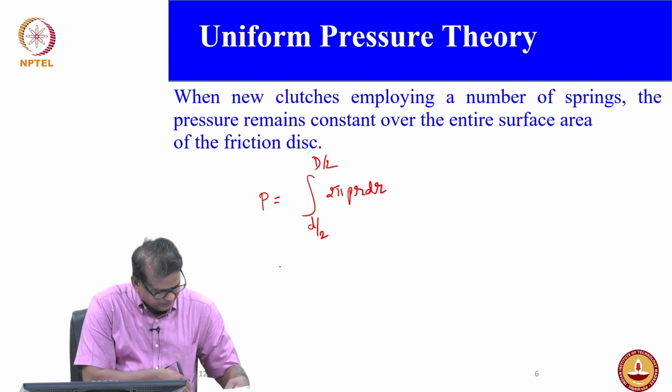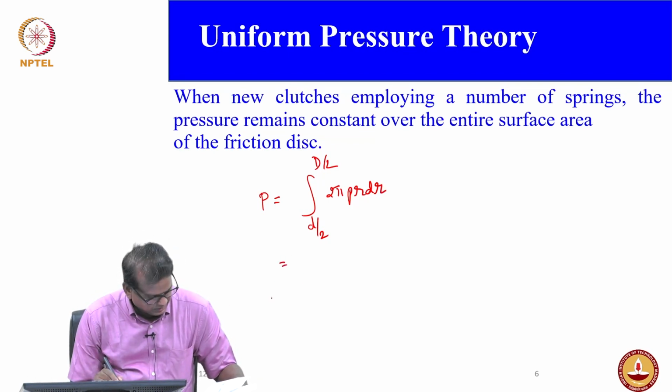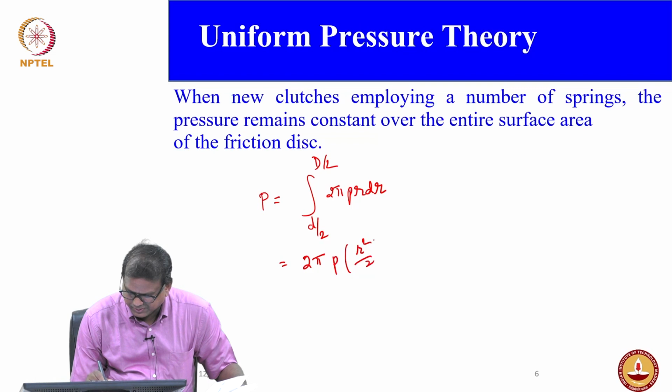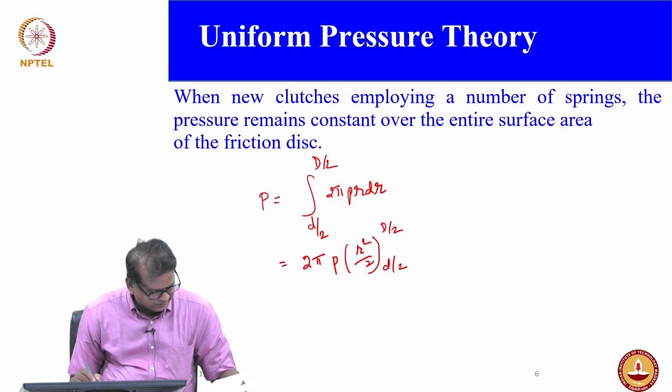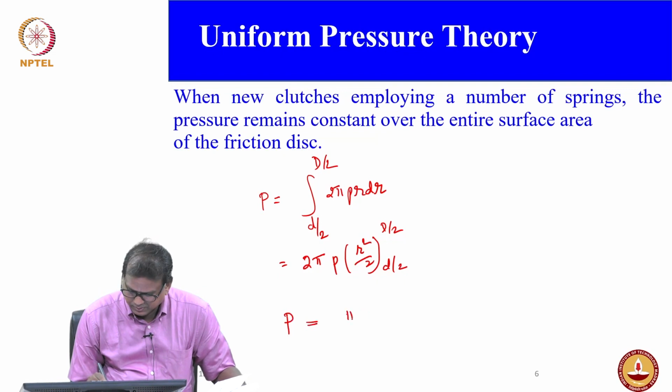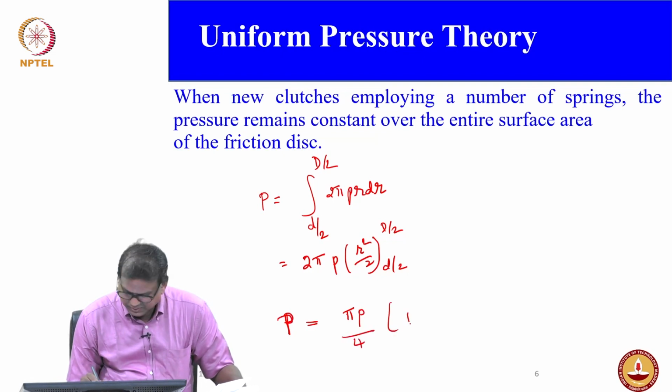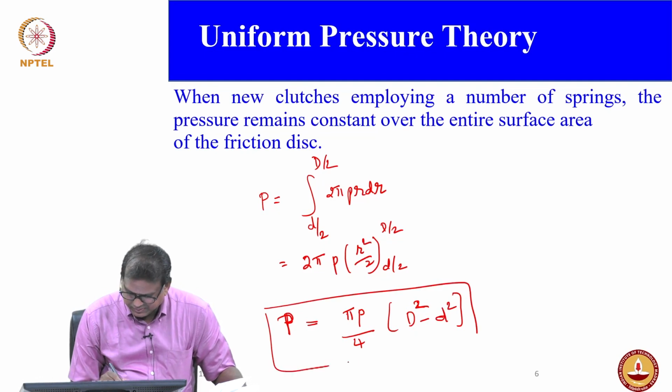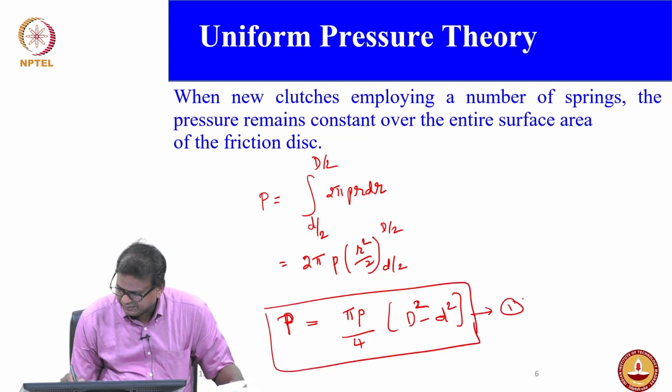Then we substitute the limits. It's a basic integration, r square by 2. So put the limits capital D by 2 and small d by 2. I'll go straight to the equation. Then P would be the acting load. Please note that capital P is the load and small p is the pressure intensity. So it is pi by 4 times p times capital D square minus small d square. This is the equation for the acting load. Let's call it equation number 1.